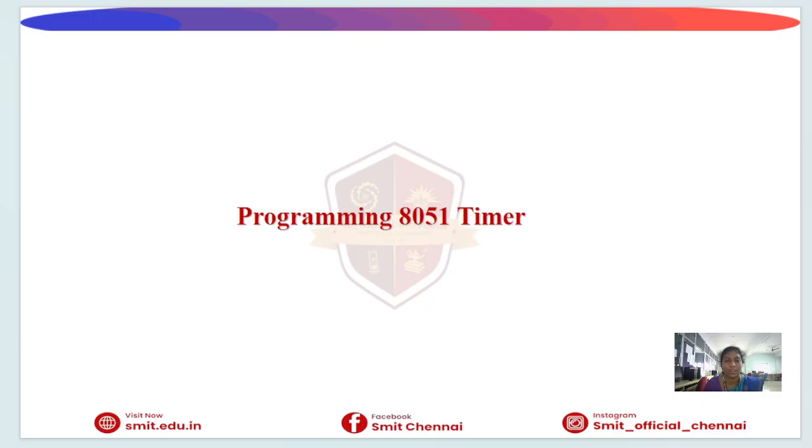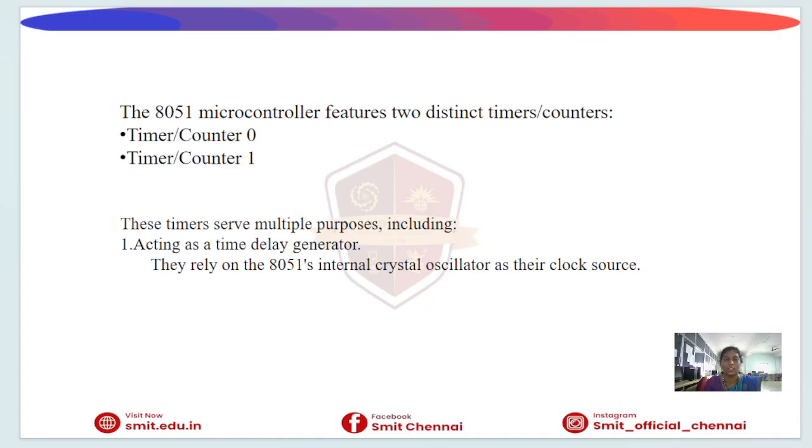Whereas in counters, it is like a digital clock with external events, so it shows the external counts. The next one is the 8051 timer overview. The 8051 microcontroller provides two 16-bit counters or timers, that is Timer/Counter 0 and Timer/Counter 1. These timers are versatile and can perform multiple tasks. The main applications are generating time delays, counting external events, producing square waves, and measuring pulse width.